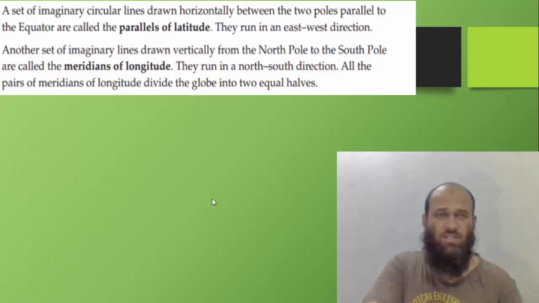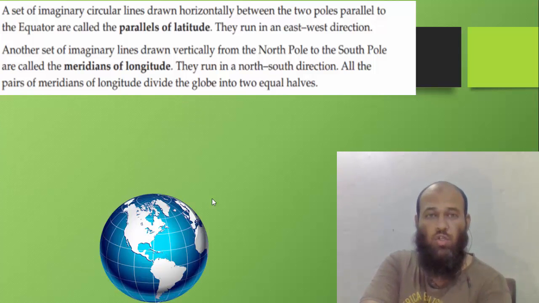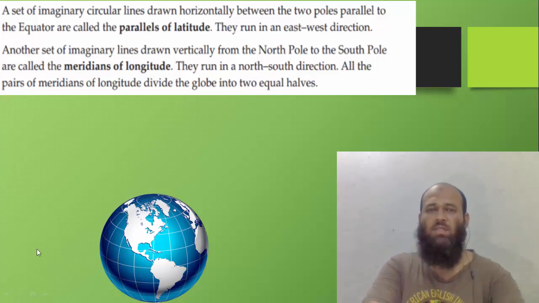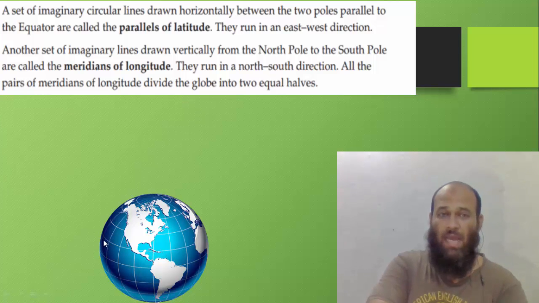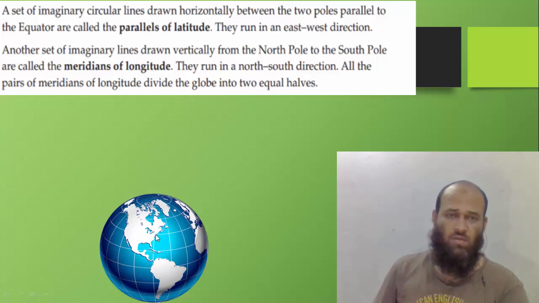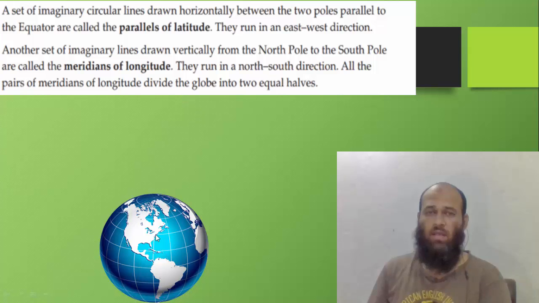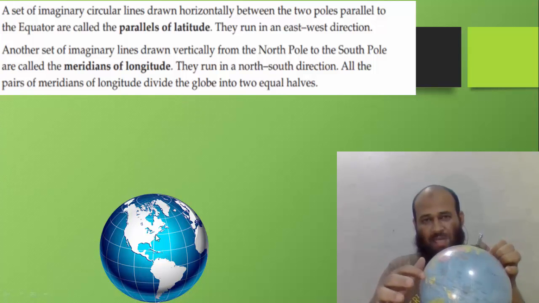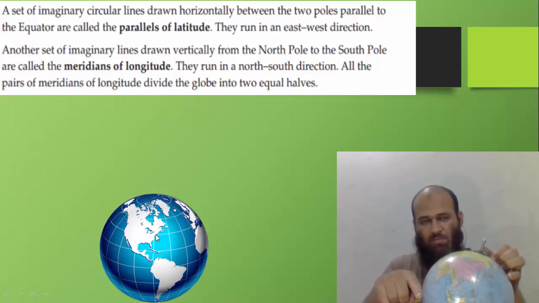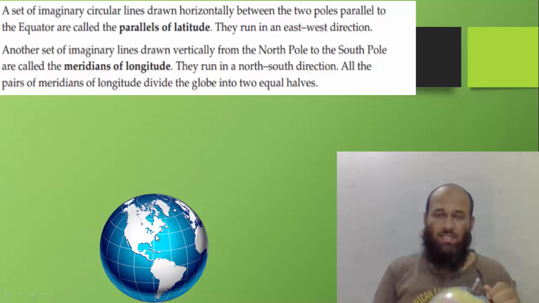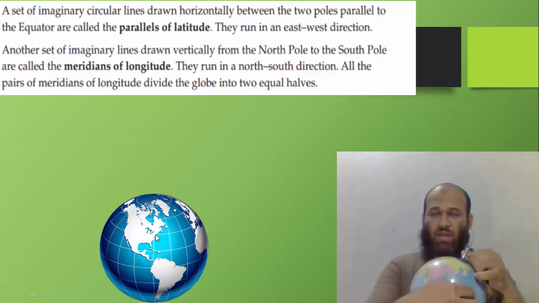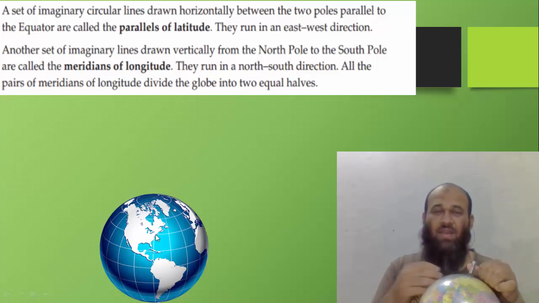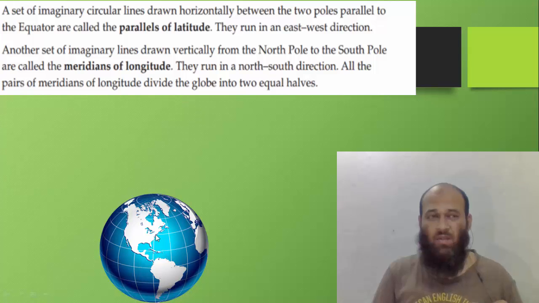Now, a set of imaginary circular lines drawn horizontally between the two poles, parallel to the equator, are called the parallels of latitude. Let me show you on the globe as well. When you have the center line, the equator, just above and just below it you have parallel lines, and these lines which run from east to west are called parallels of latitude.